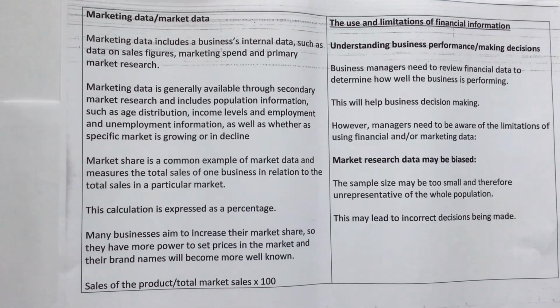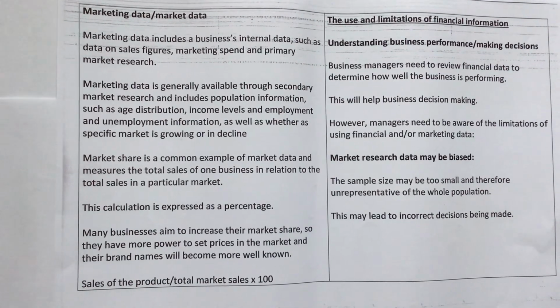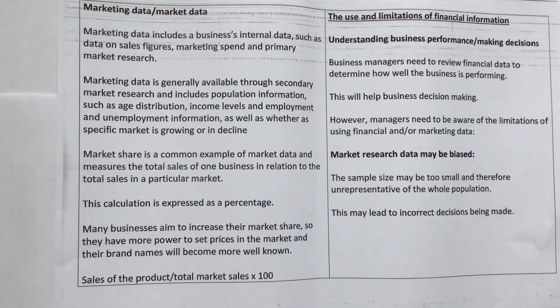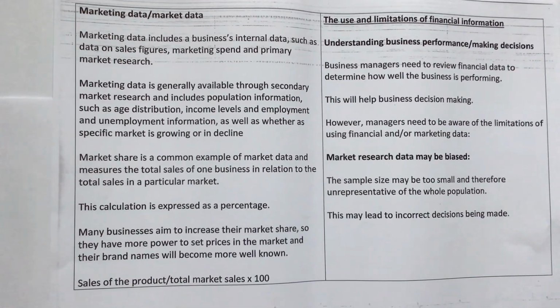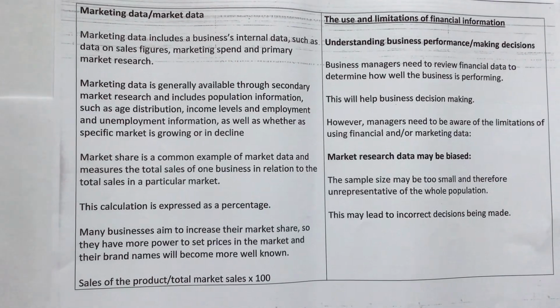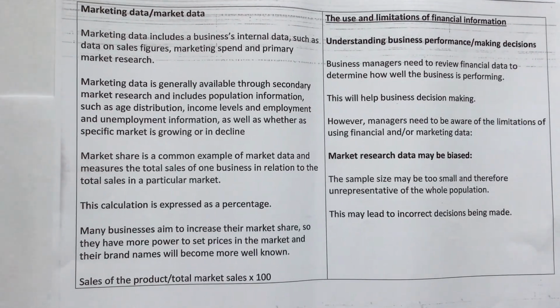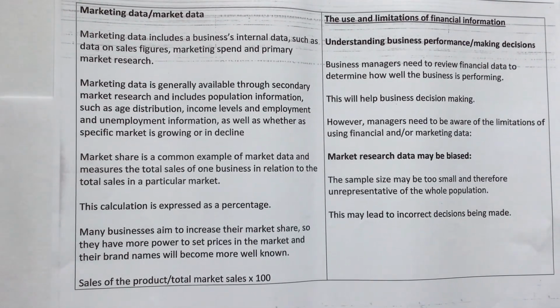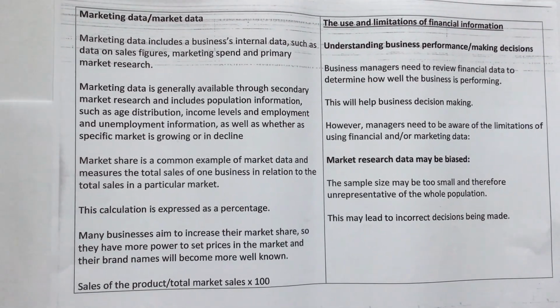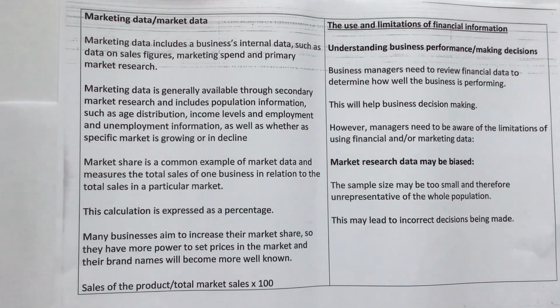Marketing data, market data. The marketing data includes businesses' internal data such as data on sales figures, marketing spend, and primary market research. Marketing data is generally available through secondary market research and includes population information such as age distribution, income levels, and unemployment information, as well as whether a specific market is growing or is in decline.